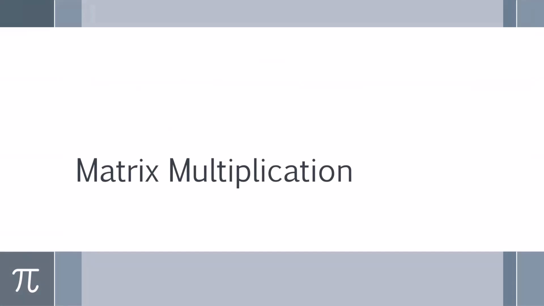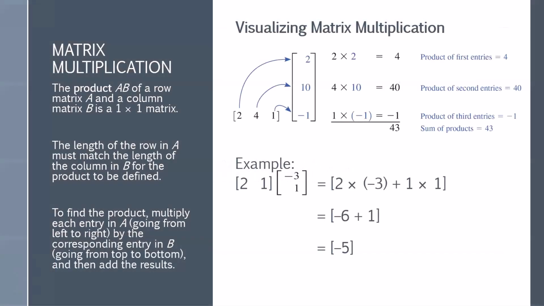Matrix multiplication. The product AB of a row matrix A and a column matrix B is a 1-by-1 matrix. The length of the row in A must match the length of the column in B for the product to be defined. To find the product, multiply each entry in A, going from left to right, by the corresponding entry in B, going from top to bottom, and then add the results.